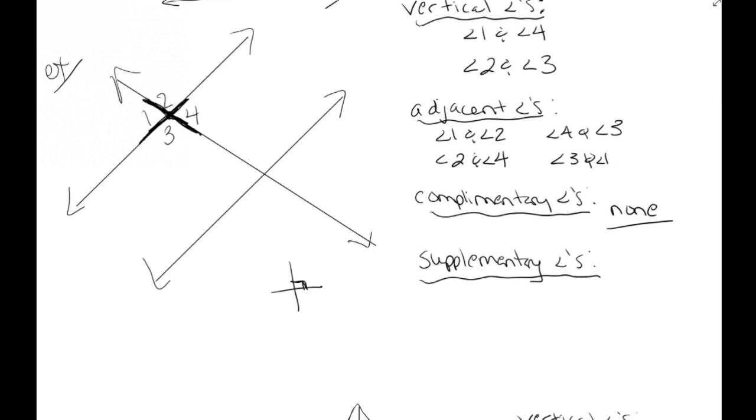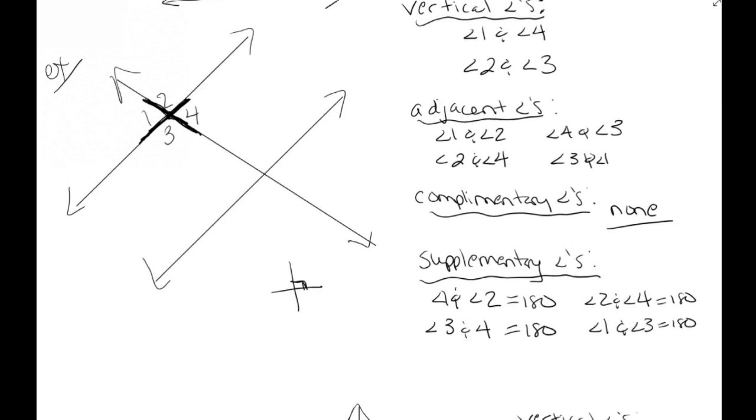Actually, for our purposes, the supplementary angles are going to be the same as the adjacent angles, because if you notice, angle 1 and angle 2 add to 180 degrees. They form a straight line here. Same with angles 3 and 4. They add to 180. But also look the other direction. 2 and 4 are going to add to 180, and also 1 and 3 will add to 180.